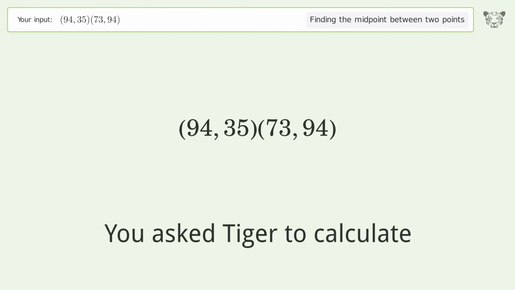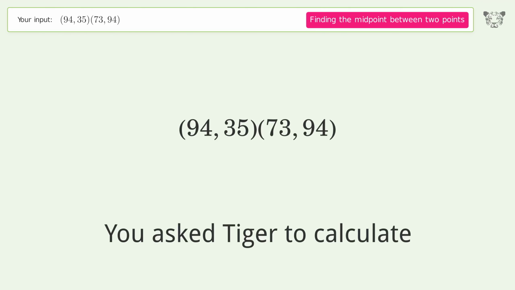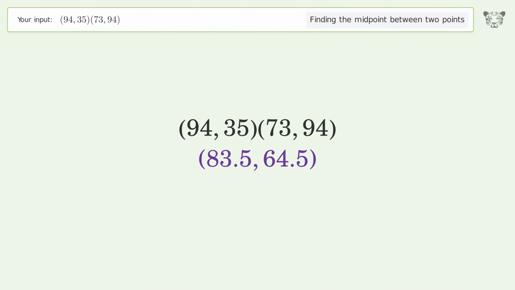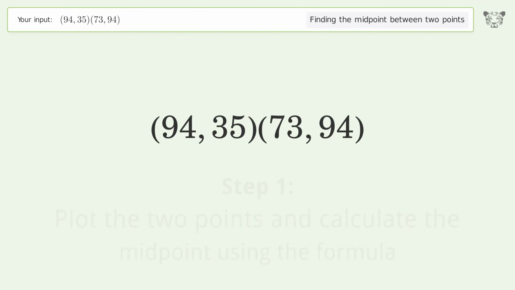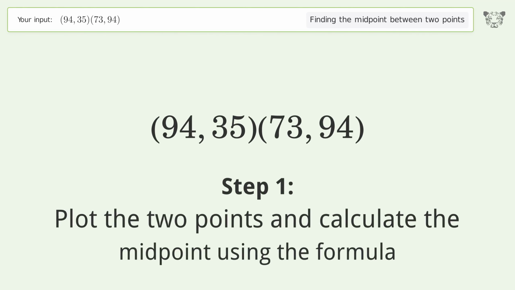You ask Tiger to calculate. This deals with finding the midpoint between 2 points. The midpoint between the 2 points is 83.5, 64.5. Let's solve it step by step. Plot the 2 points and calculate the midpoint using the formula.